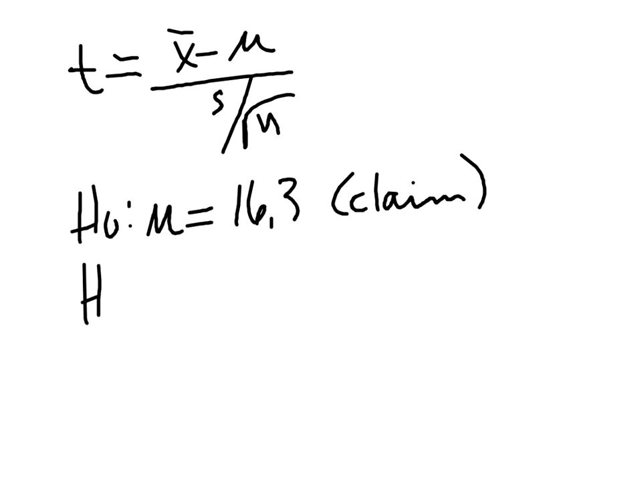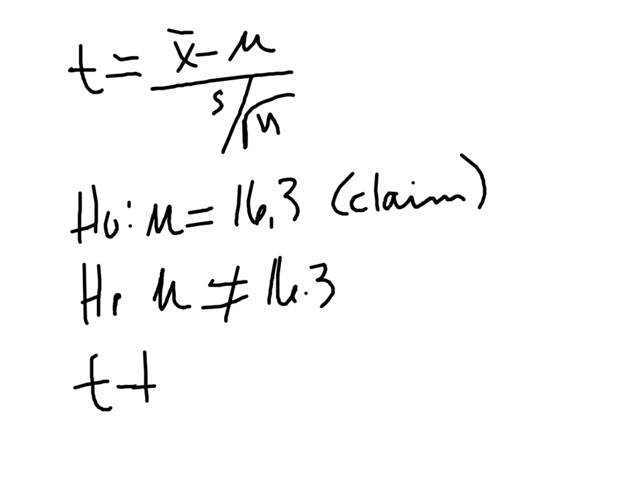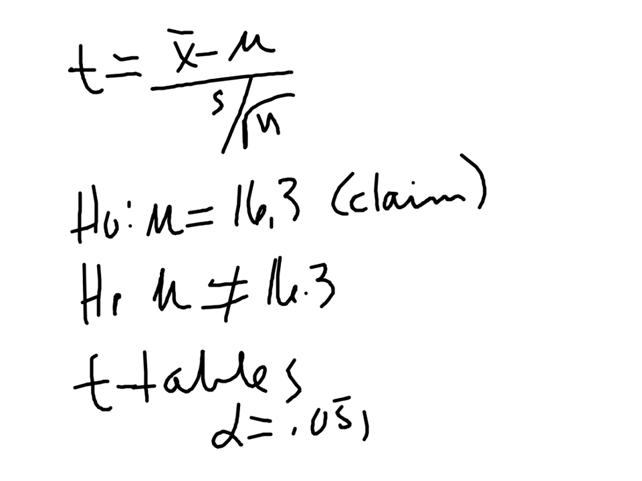Okay, and then of course our alternative hypotheses, since we don't know in which direction it's going to follow, would be that it's not equal to 16.3. And recall, okay, so the first thing we have to do is we have to go to our t-tables, and we need alpha 0.05, but I'm stressing this, it's 2 tails.